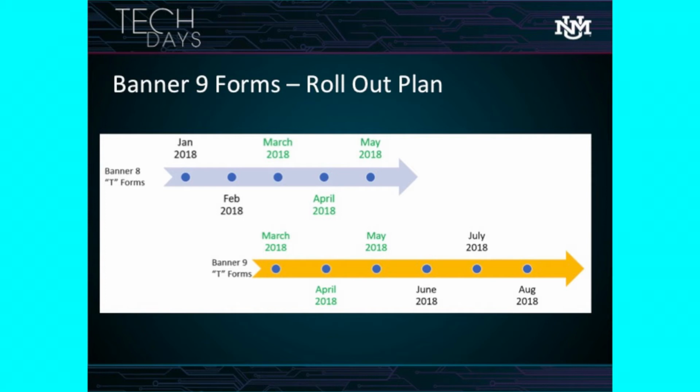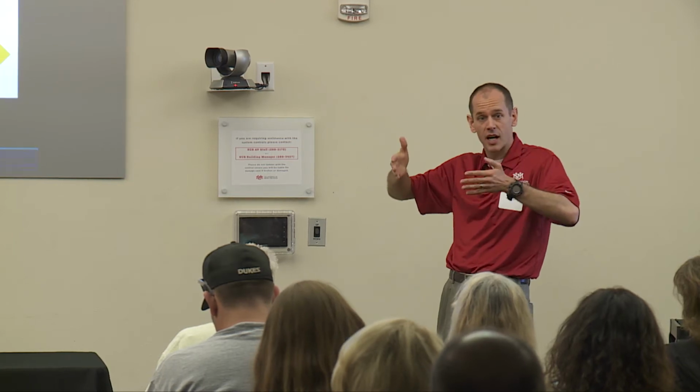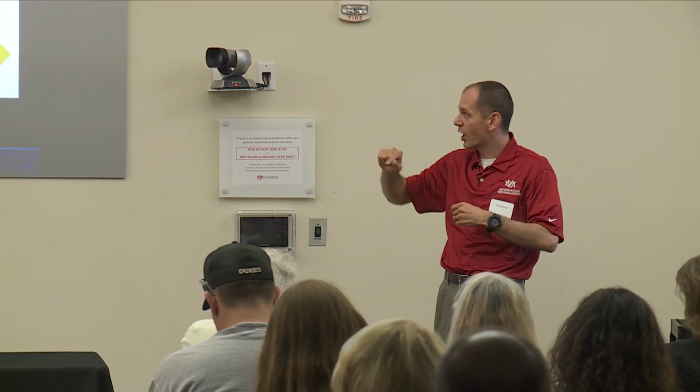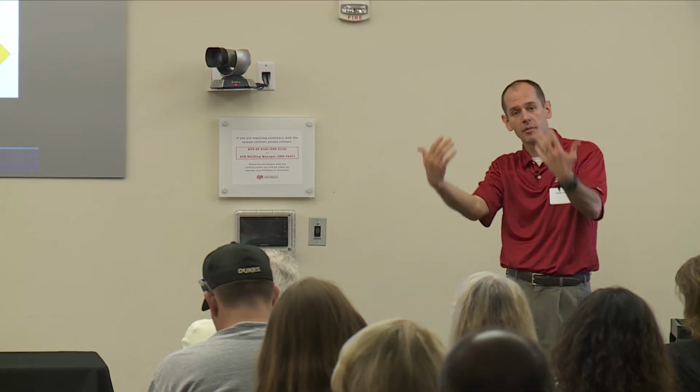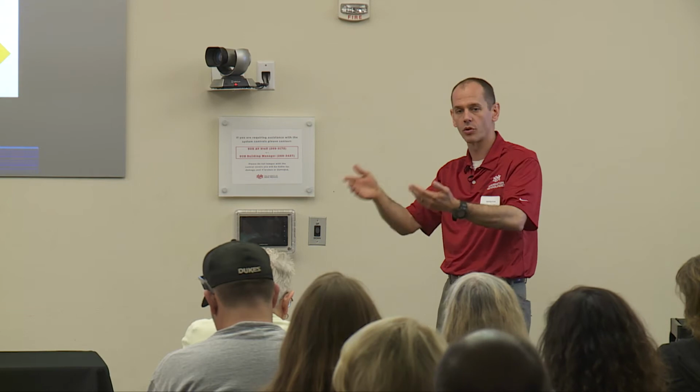Both the Banner 8 and Banner 9 T versions of the forms were up and running, so they're in parallel at the same time. And then we turned off the Banner 8 T forms so that only the Banner 9 T forms are running. And that's kind of how we're going to do all the module rollouts.